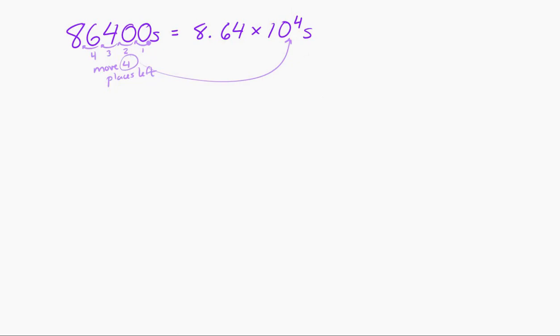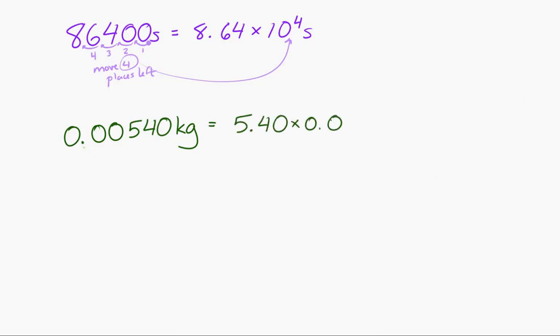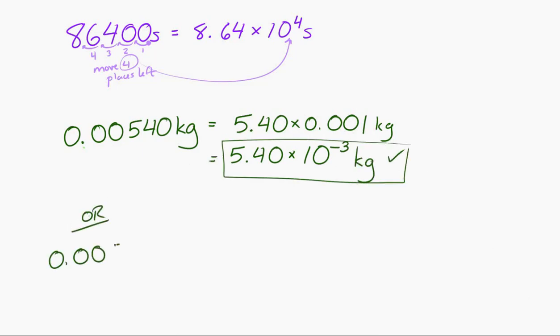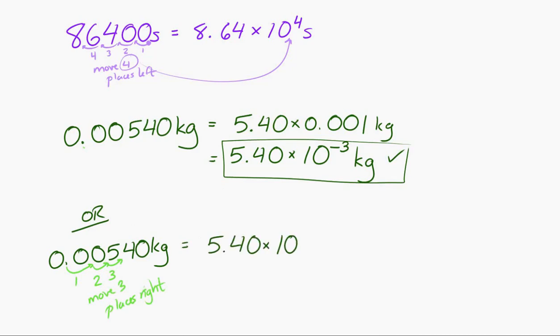All right, let's look at another example. Let's say we have a really small number, 0.00540 kilograms. If I want to convert that into scientific notation, one way to do it is that's the same as 5.40 times 0.001 kilograms, and 0.001 kilograms is 10 to the minus 3 kilograms. Or the other way to think about it is I moved the decimal point 3 places to the right. If I moved it 3 places to the right, then the exponent would be 10 to the minus 3.